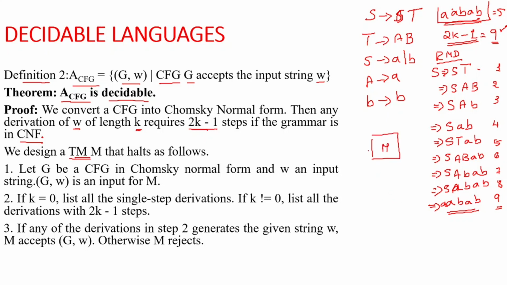Now what we have to do is design a Turing machine M that works as follows. The first step is, let G be a context-free grammar in CNF and w an input string, then we pass G comma w as an input to the Turing machine M. We have already seen how I can pass a context-free grammar and an input string as a total input to the Turing machine M.